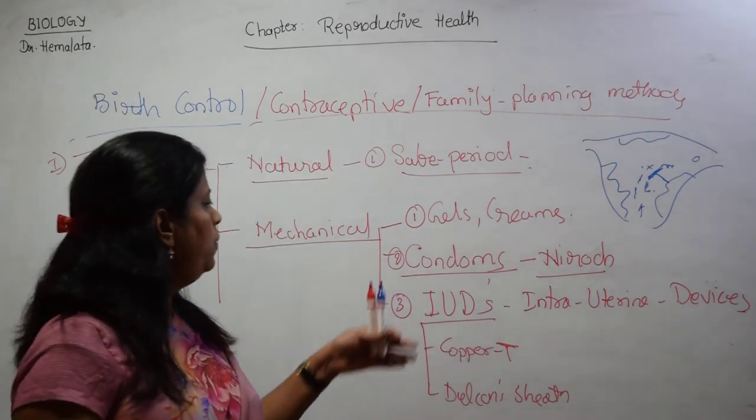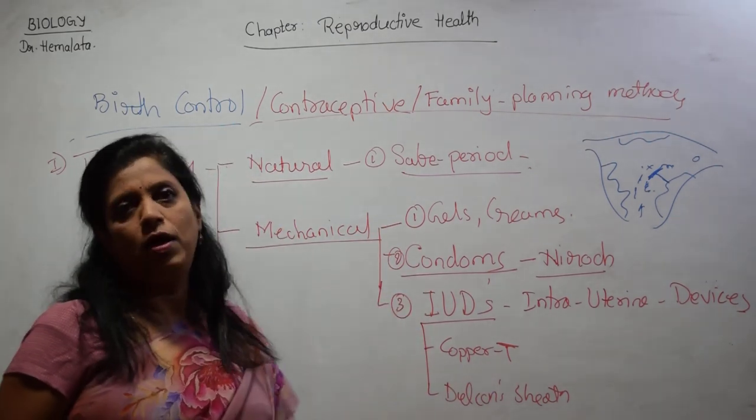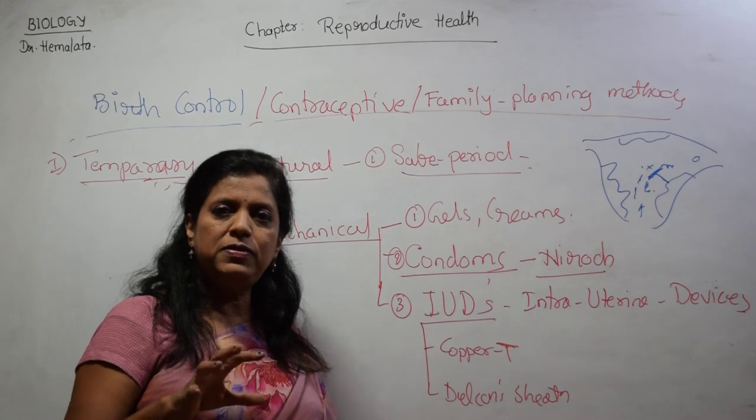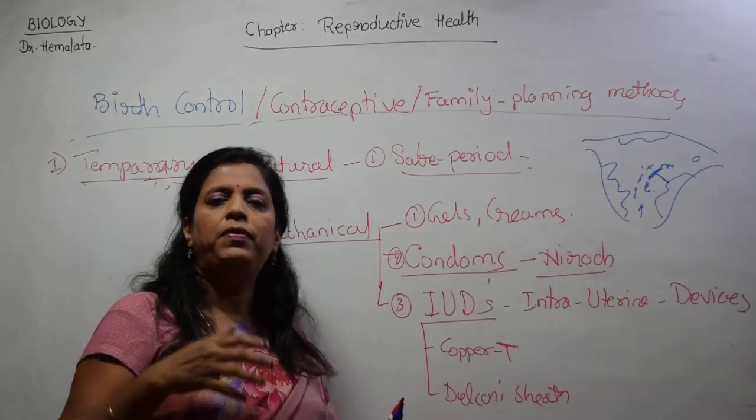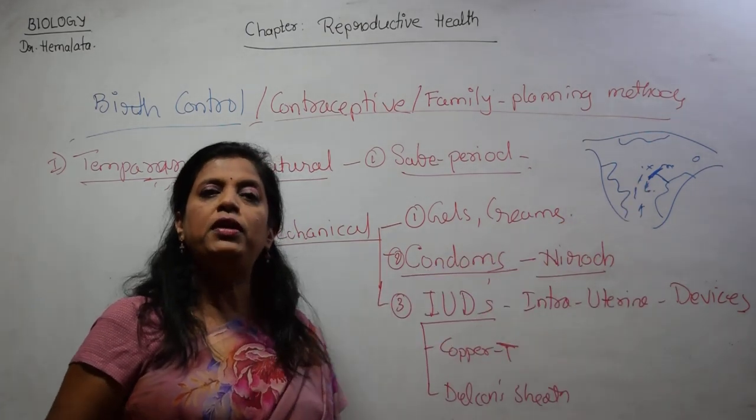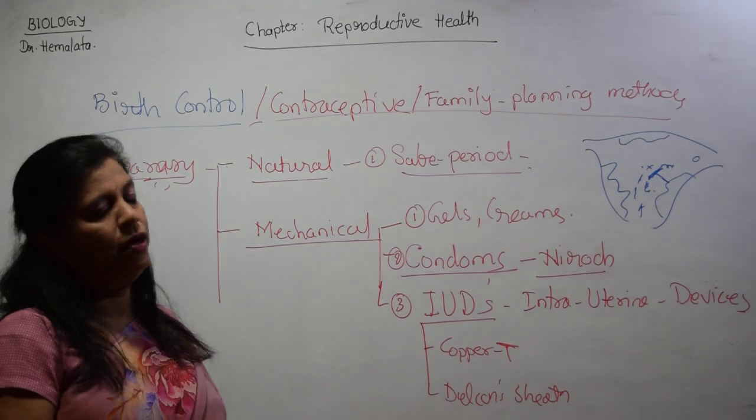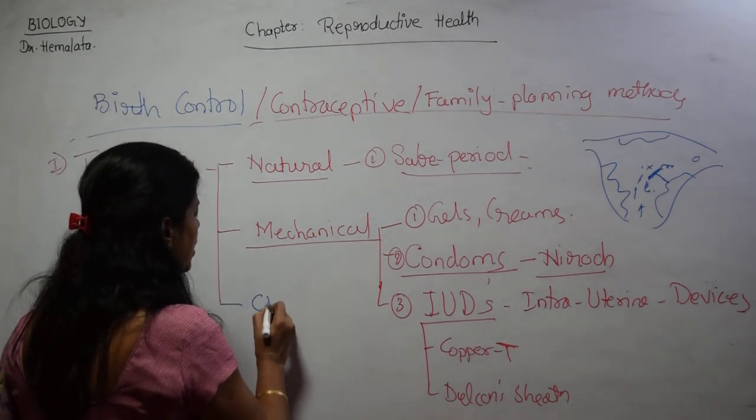Okay. So these are the types of mechanical contraceptive methods. Mechanically, something is brought between the sperm and the egg, or mechanically it is attached here so that implantation will not happen. Now I will give you the next one, that is, the chemical methods.